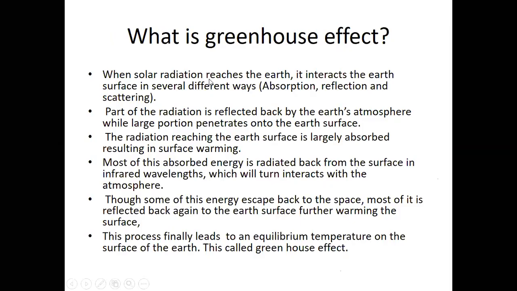When solar radiation reaches the Earth, it interacts with the Earth's surface in several different ways. Part of the radiation is reflected by the Earth's atmosphere, while a large portion penetrates onto the Earth's surface. The radiation reaching the Earth's surface is largely absorbed, resulting in surface warming. Okay, then here now you can see the most of the absorbed energy is radiated back from the surface in infrared wavelength, which in turn interacts with the atmosphere.